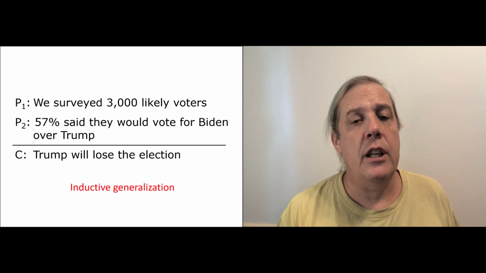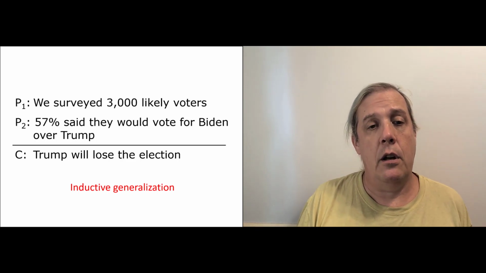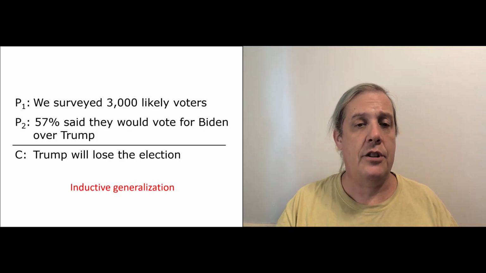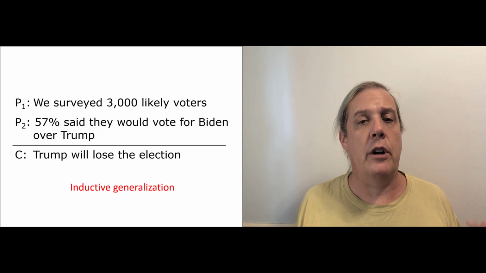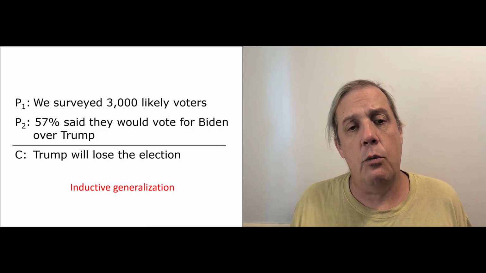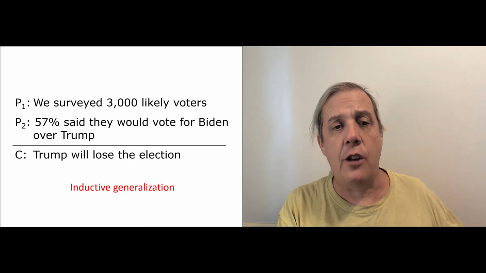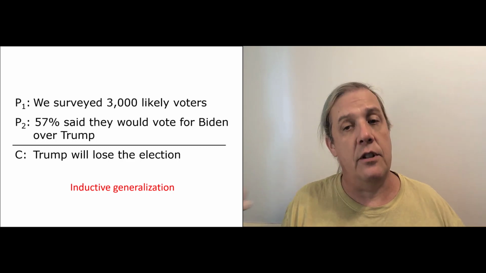Well, it's actually inductive generalization, right? And although "Trump will lose the election" is stated as a particular, what's really stated there is that the majority of the people who actually vote will vote for Biden. So we're moving from a sample of 3,000 likely voters to all voters. That's a generalization.